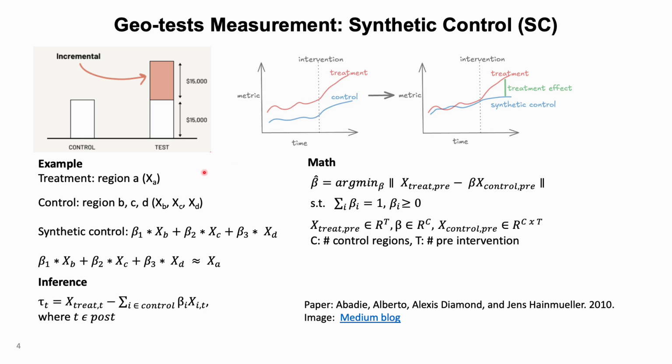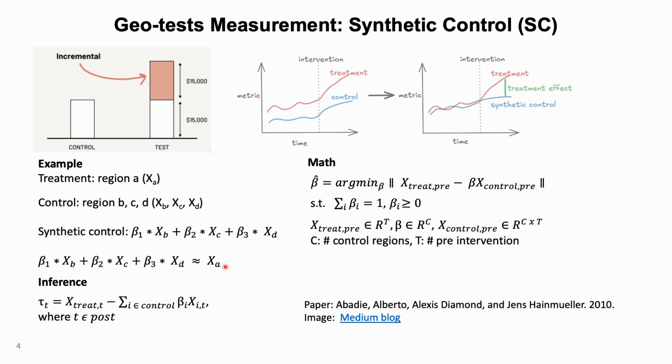An example of how synthetic control is used in Geo-tests is included here, where we have one treatment region A with its matrix data as XA, and we have three control regions including B, C, D with their corresponding matrix data. Synthetic control is simply the weighted sum of the matrix data in the control regions, such that this weighted sum is very close to the matrix data in the treatment region.